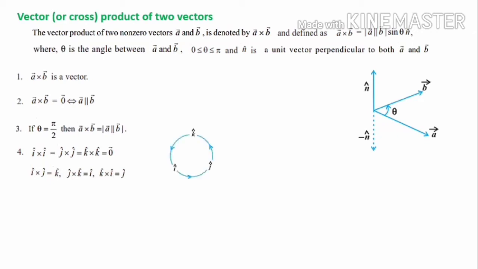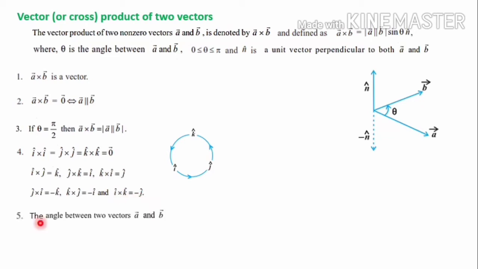For remembering this one, we can use a diagram, and you have to go in cyclic order. Here I cross J, so here you can see I cross J is equal to K, then J cross K is equal to I, then K cross I is equal to J. By using this diagram, we can easily write these results. And the next one is, if you change the order here, that is J cross I is equal to minus K, then K cross J is equal to minus I, and here I cap cross K cap is equal to minus J.